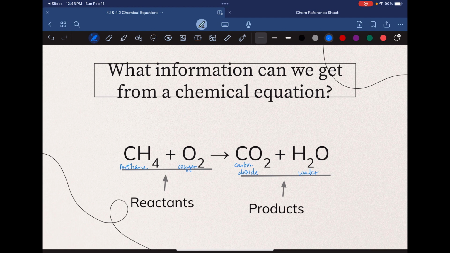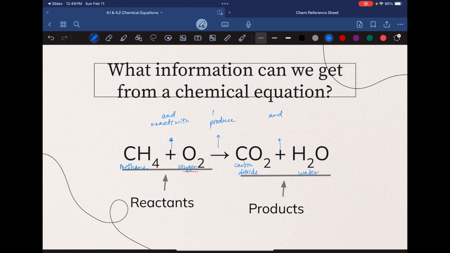So when you're reading these chemical equations, you could say methane and O2 produce CO2 and H2O. These are just symbols that represent words.